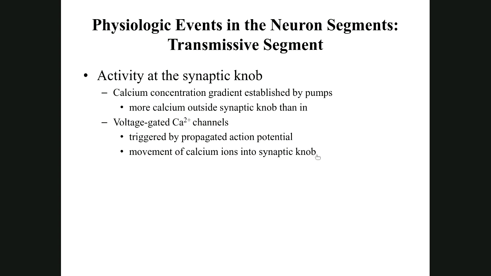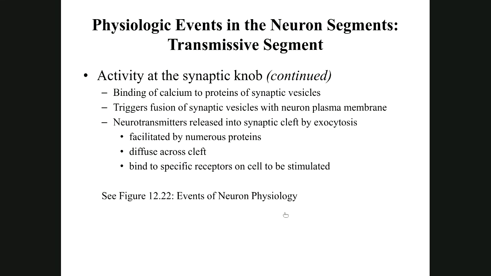When that calcium ion moves into the synaptic knob, it's going to bind to the vesicle and kind of weight it down. It's going to make it heavy. And when it makes it heavy, the binding of the calcium to these vesicles pulls the vesicle closer to the outside of the synaptic knob. And eventually, it forces the vesicle to release the neurotransmitter into the synaptic cleft.